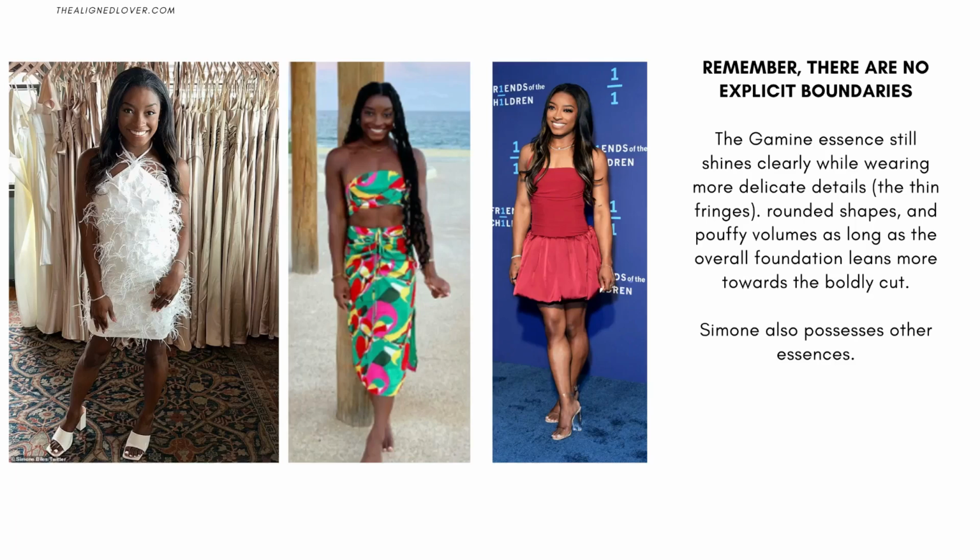Now remember, there are no explicit boundaries. You can wear and adapt the items or details you like. We have Simone looking amazing in a delicate little fringe, rounded shapes, and a delicate, voluminous, circular poof skirt. But they all look great because they're honoring her individual body.